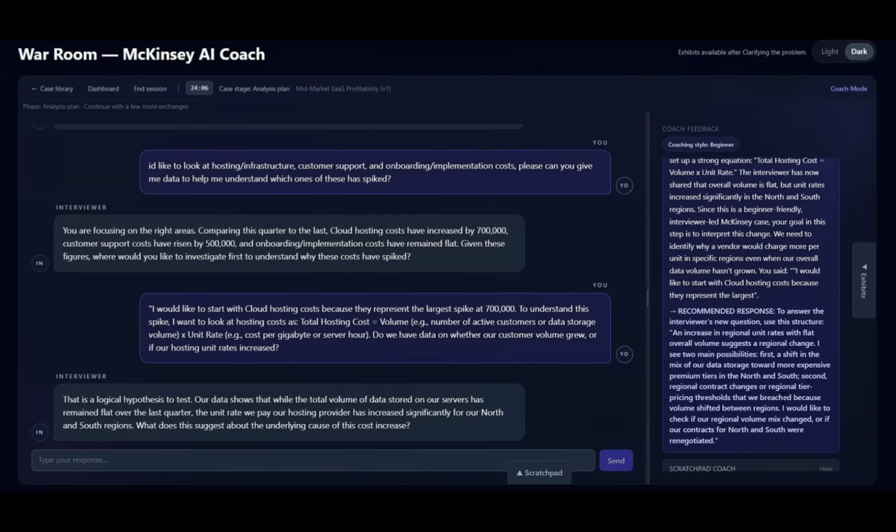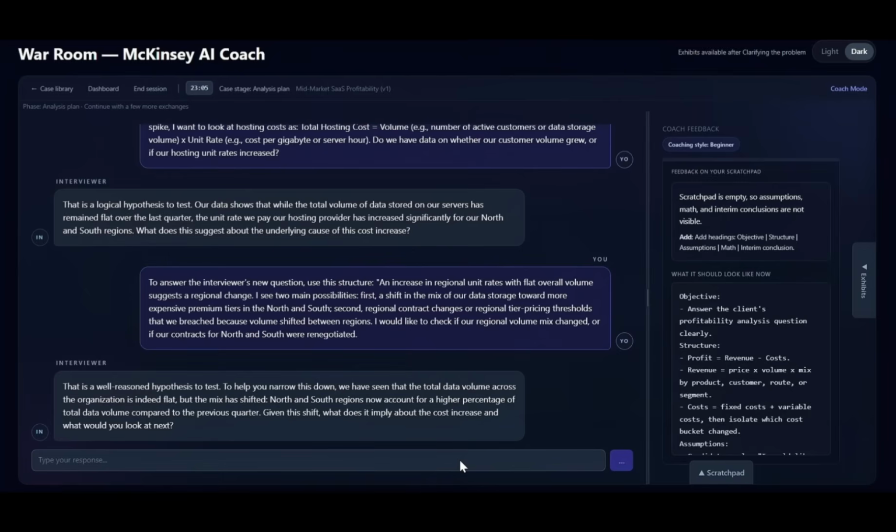Our coach recommends that to answer it, we should use the following structure. It nudges us that an increase in regional unit rate with a flat overall volume suggests a regional change. So there's 2 possibilities. First, that there's been a shift in our mix of data storage towards a more expensive tier in both the North and the South. And second, that there may have been a contract change or a regional pricing change. So maybe we should explore this and check if the volume mix in regions has contributed to this or if our contracts in these regions could be the cause. So let's just copy paste that answer and see where we go.